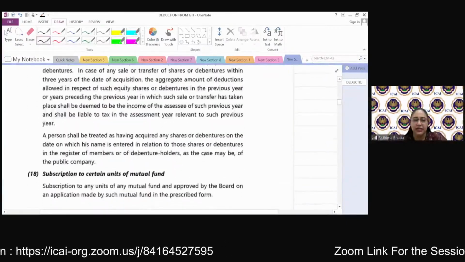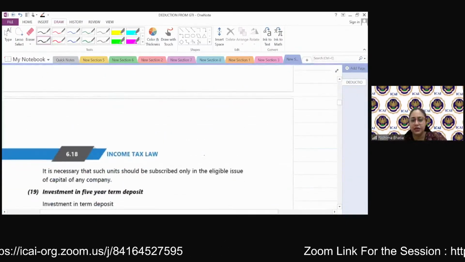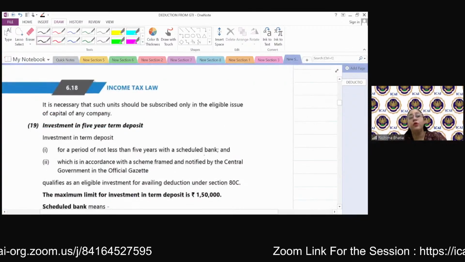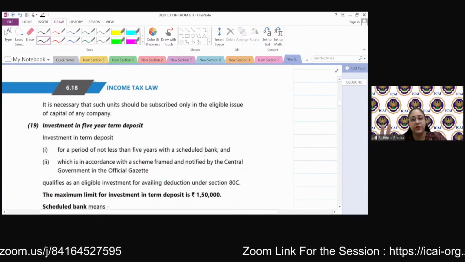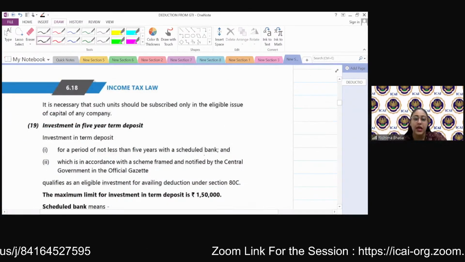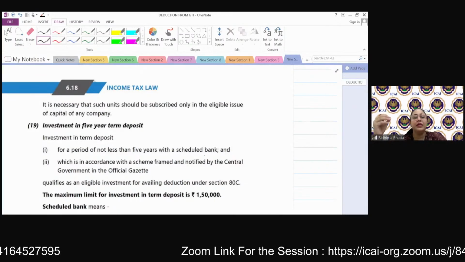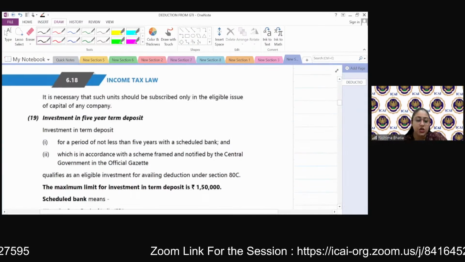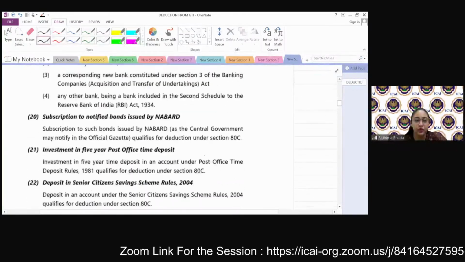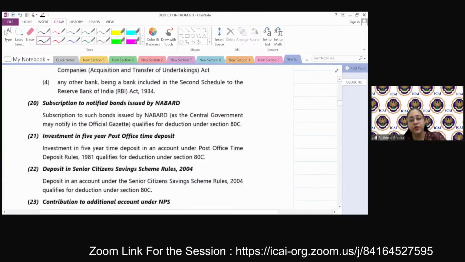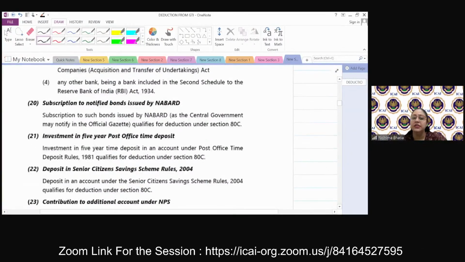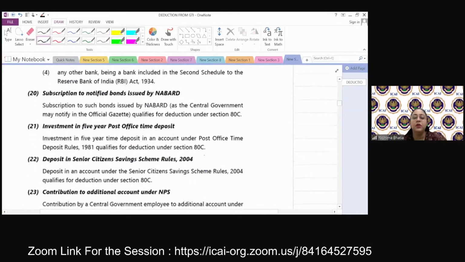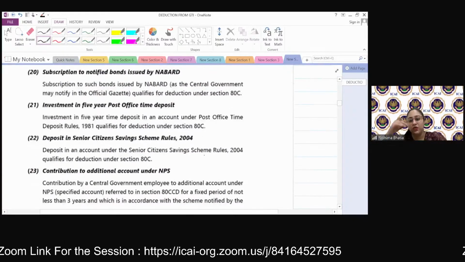Equity shares and debentures, ELSS, certain units, mutual funds. This you can give a quick read. Another important one is the 5-year FD. If you get it done from any bank or post office, you'll get the deduction under section 80C. Very commonly, the 5-year post office time deposit is covered here, the senior citizen savings scheme is covered here, and contribution to the tier 1 account of NPS.